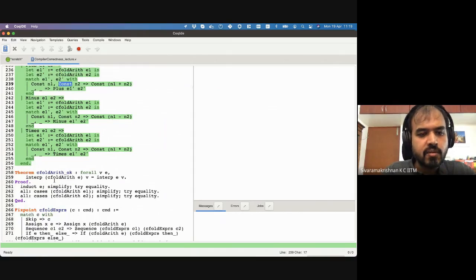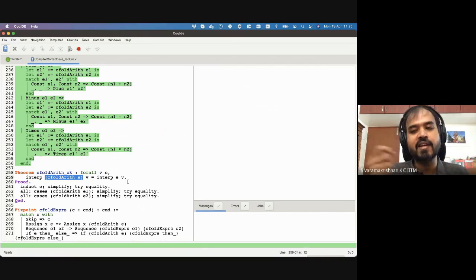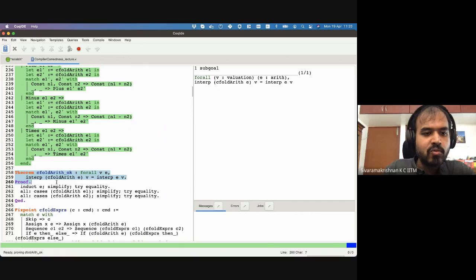So we can show that this is in fact the case, right? If you say I have any valuation, any expression, you can optimize this expression, constant fold the arithmetic in this expression, and if you interpret the expression in V, that's the same as interpreting the original expression in V. This is very trivial, because we are only folding the constant expressions. And you can prove this by induction.